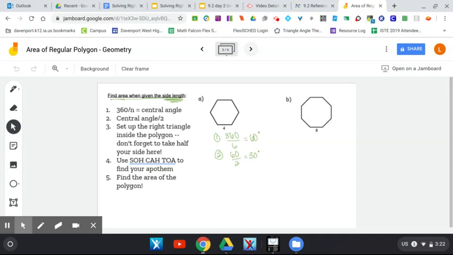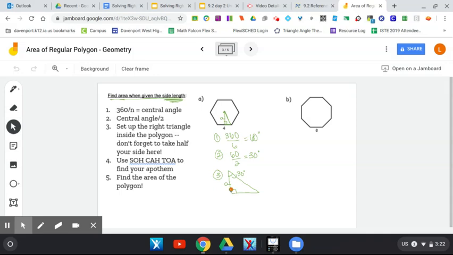So now for step 3, I'm going to set up my triangle. So I'm going to go inside my polygon right here. Okay, I am going to drop that apothem down. That's what I'm trying to find. I'm going to connect the center out to the corner to make a radius. And this is where my triangle comes from. It's a lot easier to use this triangle, though, when you bring it outside of the diagram. So my apothem will go here. This angle is going to be the 30 degrees that I got from step 2.